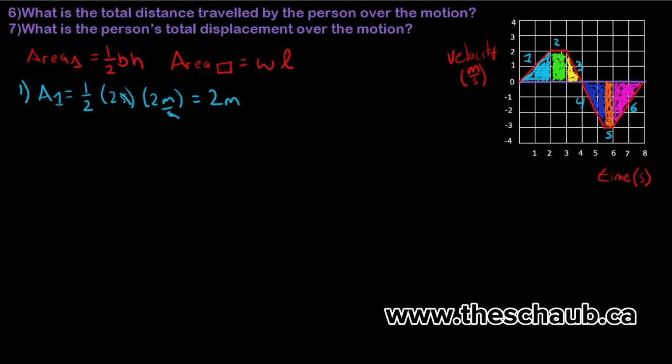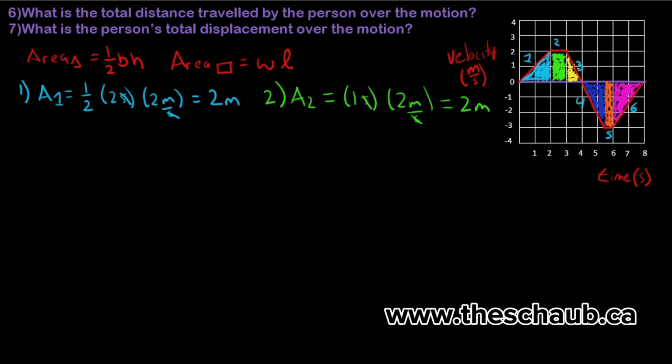Our green area here is our second segment, and it's a rectangle, so we use this equation for the area of a rectangle. So for the second area, it's equal to our width, which is equal to 1 second, and our length, which is equal to 2 meters per second. Again, our seconds cancel out, and we're left with an area of 2 meters, because our meters remain.